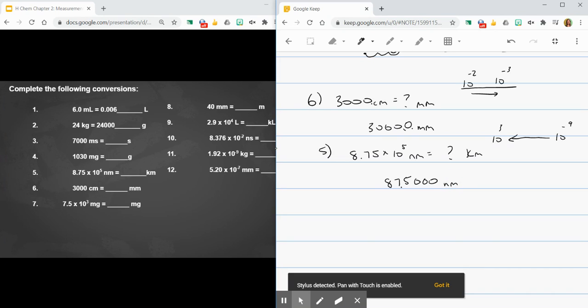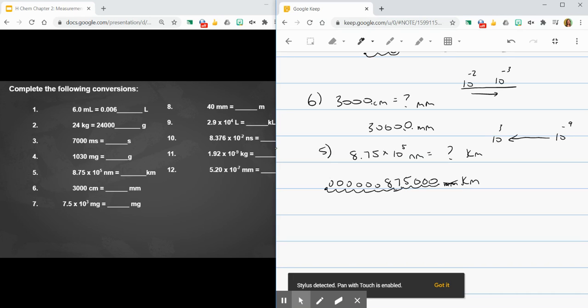And to change it to kilometers, I'm going to move the decimal 12 places to the left. So I have 1, 2, 3, 4, 5, 6, 7, 8, 9, 10, 11, 12, and it would be right there. And I need a lot of zeros as placeholders right here. Okay, so I would have that many kilometers, right?